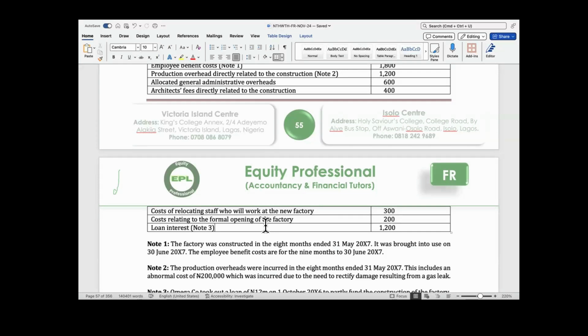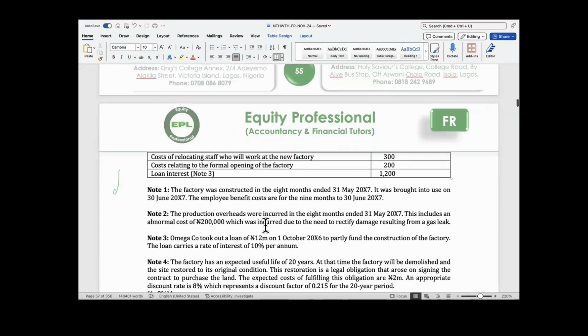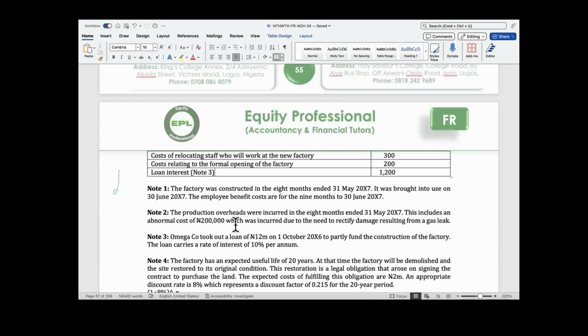The one where you capitalize the interest is where you borrowed money to construct. That means it takes time for the asset to get ready. So let's go to note 3 and see what they have for us. They said that Omega Co took out a loan of 12 million on 1st of October 2006 to partly fund the construction of the factory. The loan carries a rate of interest of 10% per annum.